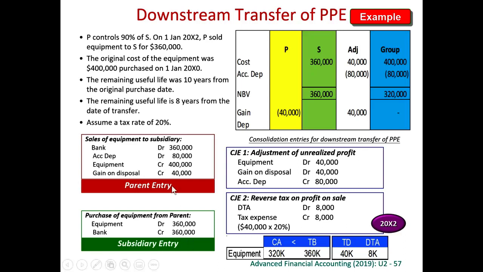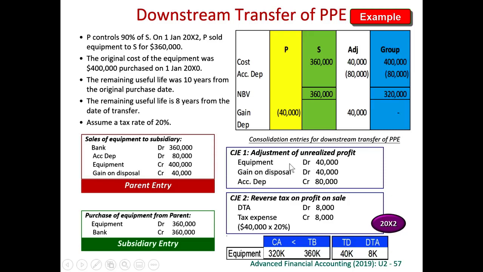On consolidation, we have to eliminate all intra-group transactions. There should not be any intra-group transaction. So we have to restate everything to the original cost. So on consolidation, the first thing that we must eliminate will be this gain on disposal. So therefore, we debit away this gain on disposal. There should not be any intra-group sales, and therefore there should not be any gain on disposal because we did not sell it to an outside party.